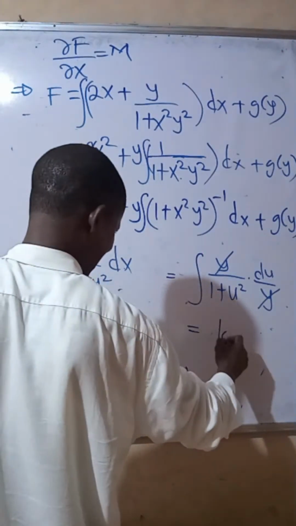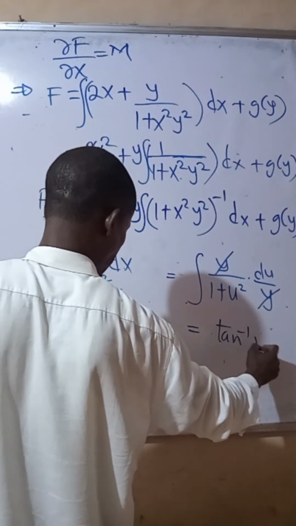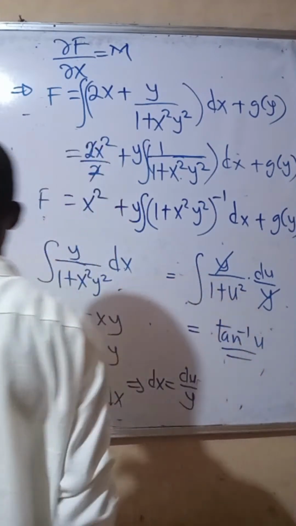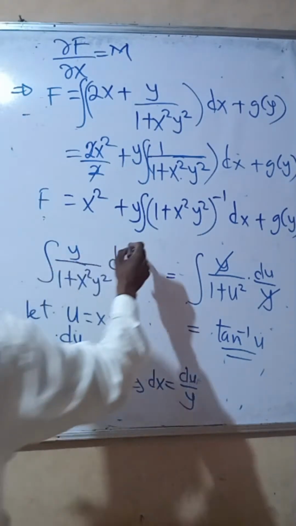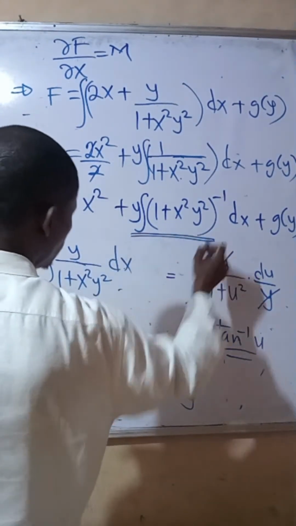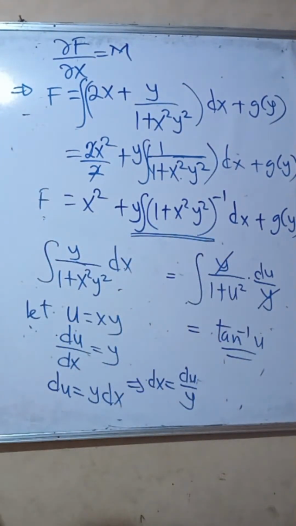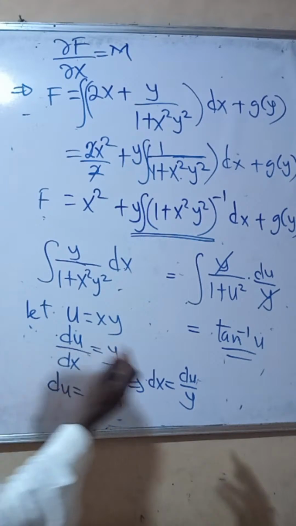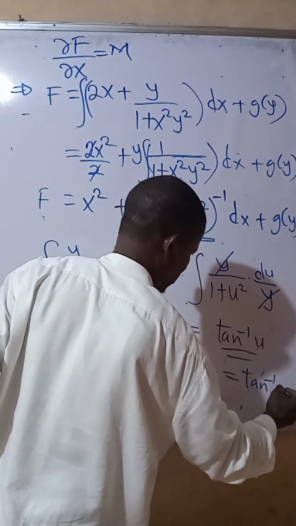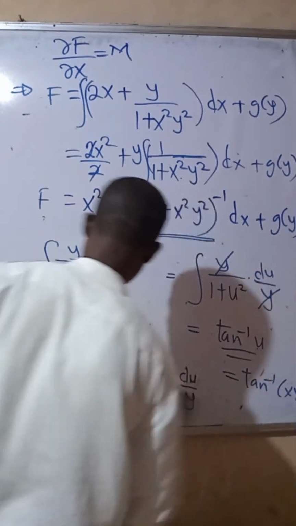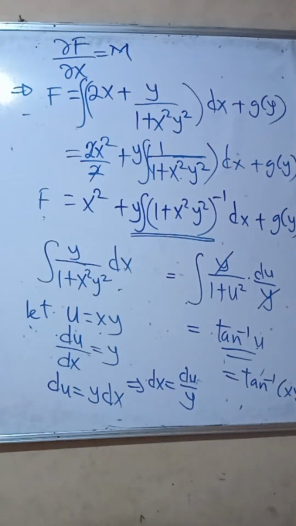This will give us the arctan u. That's arctan u for this integral. Please copy that. Arctan u. And then I've done that. This will be arctan of your u, and your u is xy. Come back here and substitute your u there.